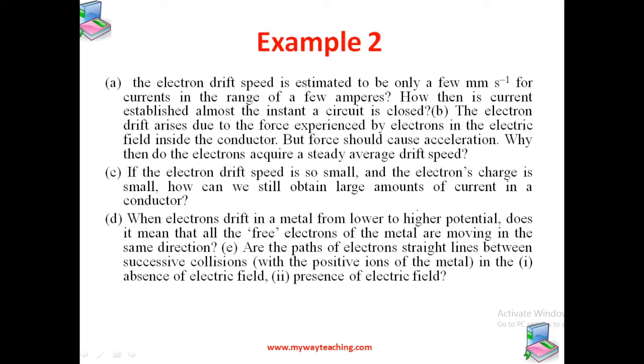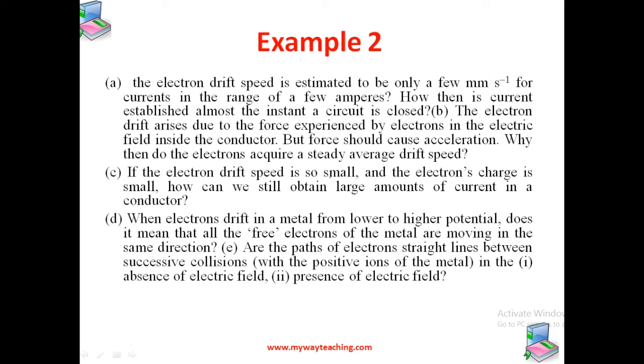If the electron drift speed is so small and the electron charge is small, how can we still obtain a large amount of current? Because electron number density is enormous. It is 10 raised to 29 per meter cube. Because of that, we obtain a large amount of current.